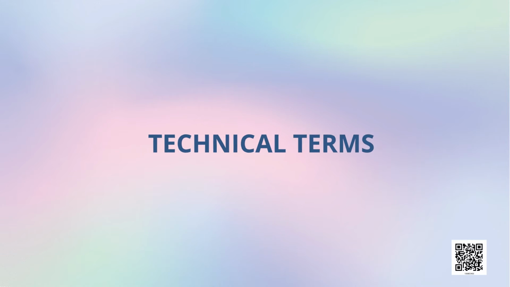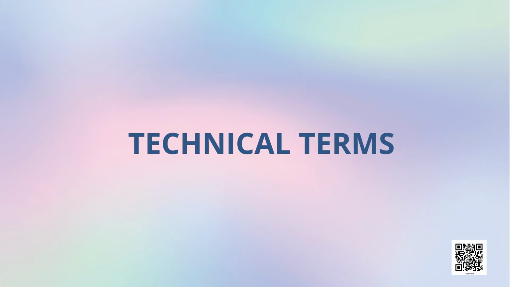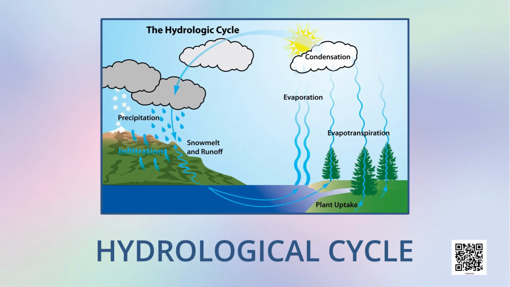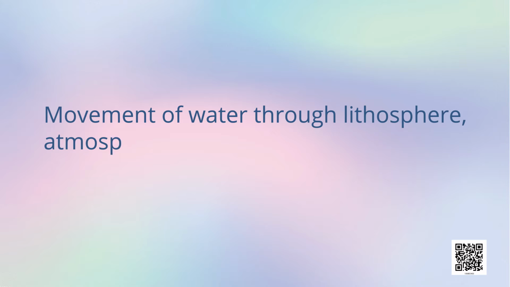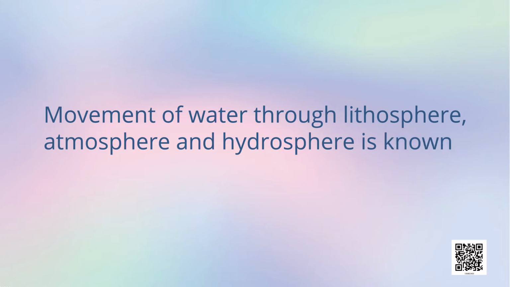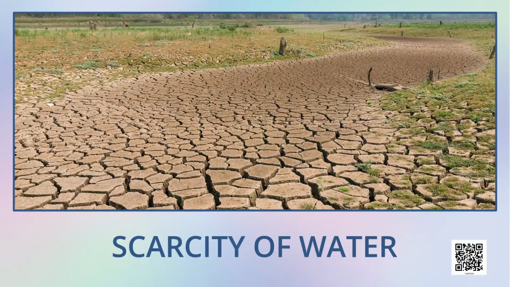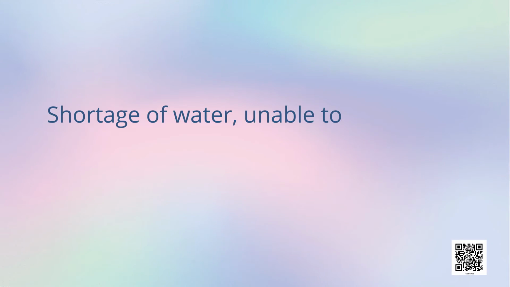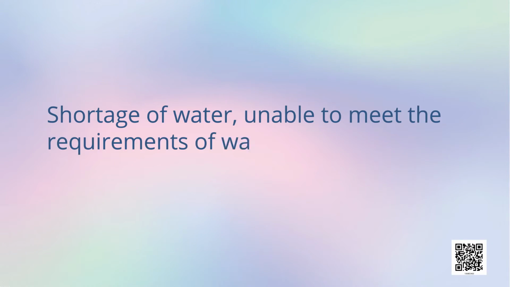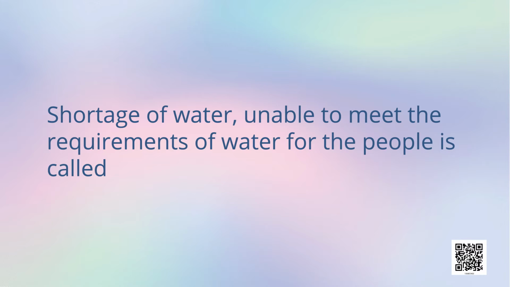So students, first we start with some technical terms and understand them. First is the hydrological cycle. Movement of water through the lithosphere, atmosphere and hydrosphere is known as the hydrological cycle. Second is scarcity of water. Shortage of water, being unable to meet the requirements of water for the people, is called scarcity of water.